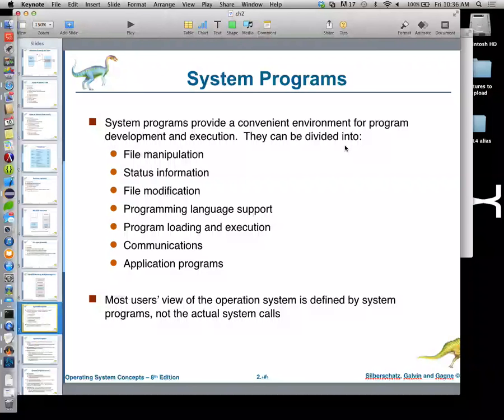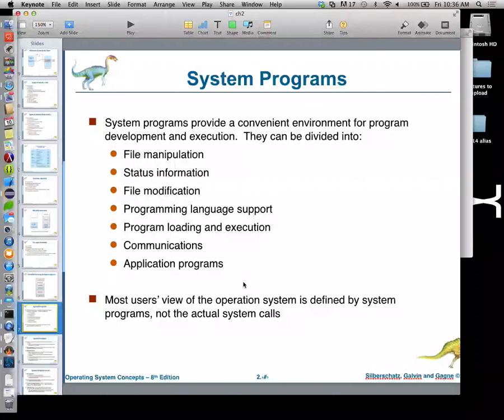System programs provide a convenient environment for program development and execution that can be divided into file manipulation, status information, file modification, programming language support, program loading and execution, communication, and application programs. Most users' view of the operating system is defined by system programs, not the actual system calls.